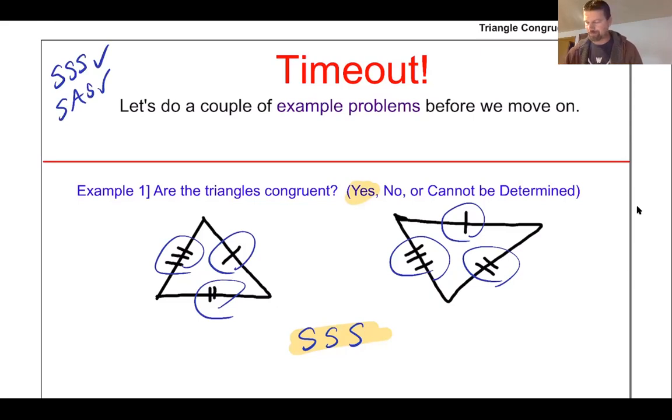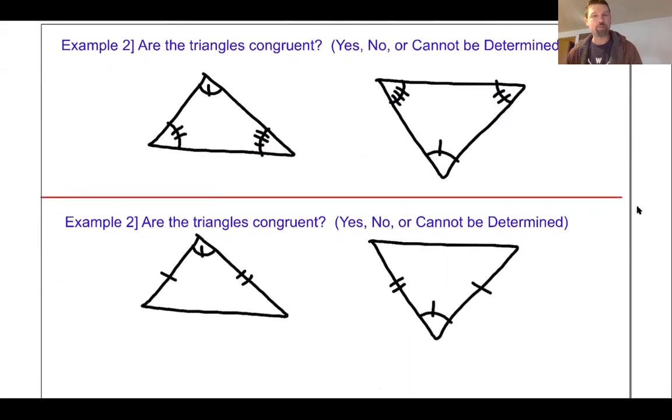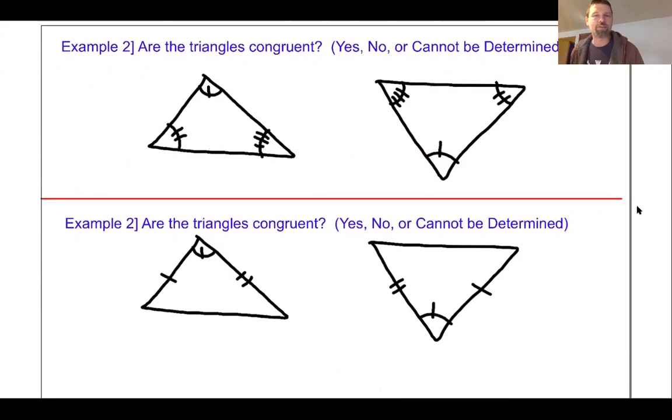Here's another example. Actually, two more examples. One of these pairs of triangles, you'd definitely be able to look at and say, yep, they're congruent. I know because of some shortcut. The other one, you'd have to say, no, we can't really tell. Can you figure out which?